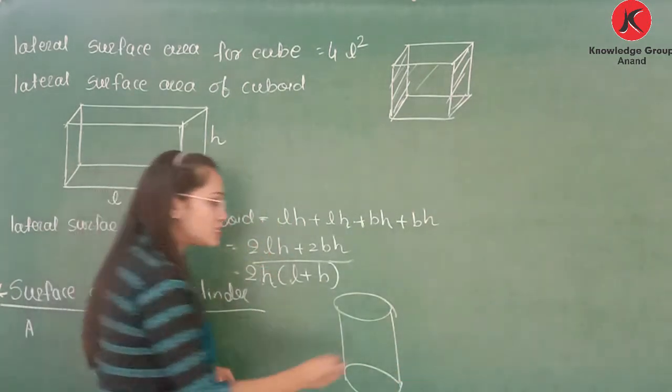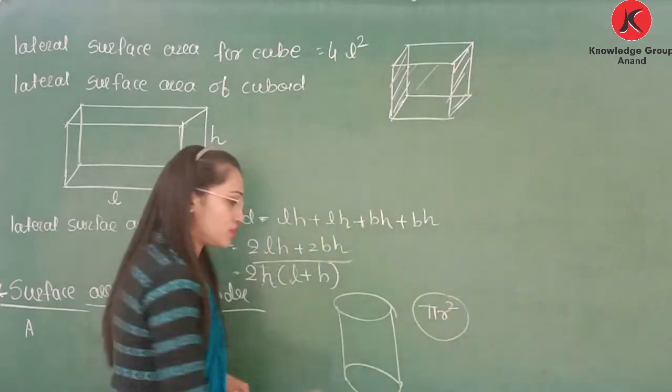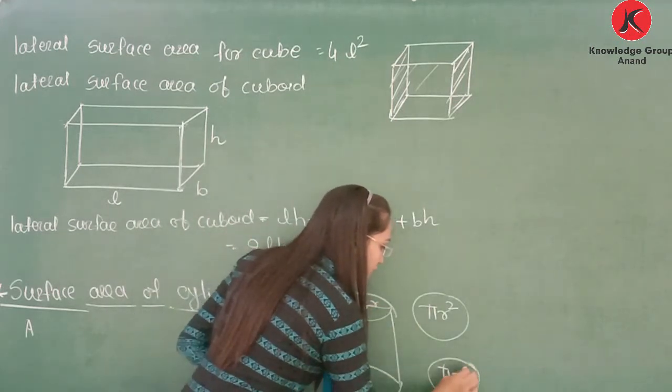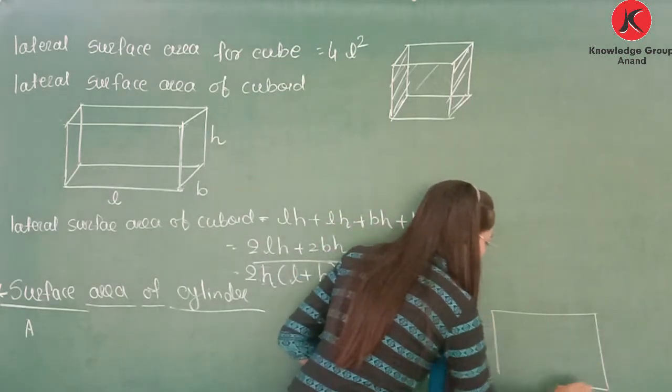Now we have 3 flat surfaces, that is circles. So the equation is pi r square with radius r. Bottom is also pi r square. Now this is a rectangle and unfold it.